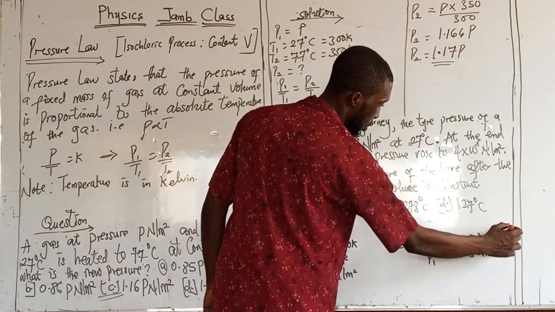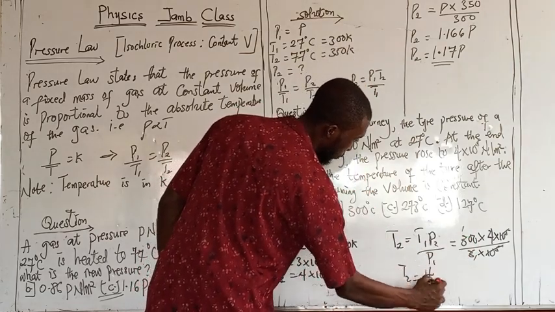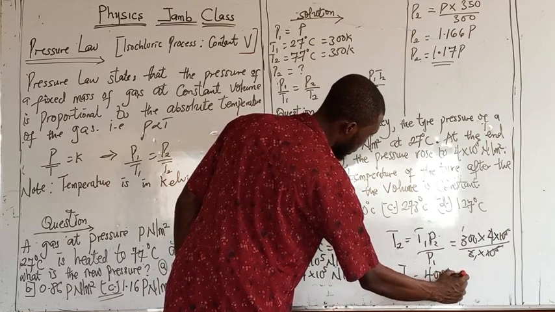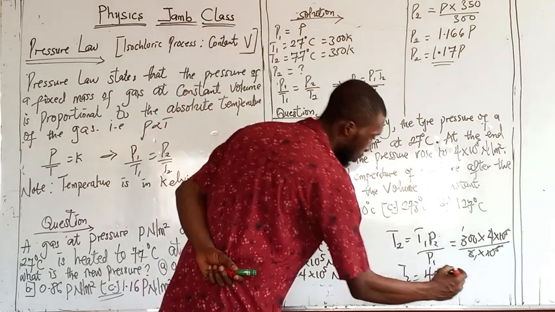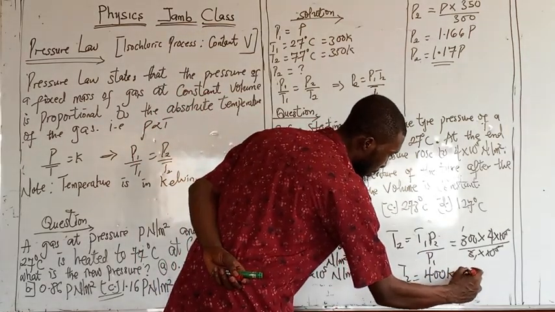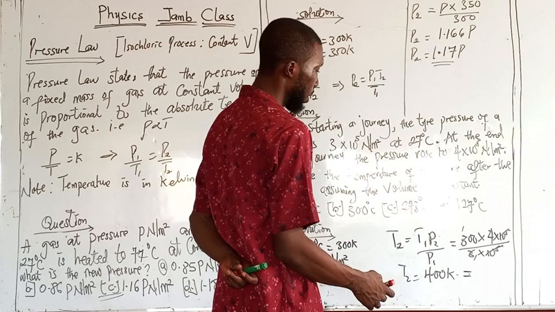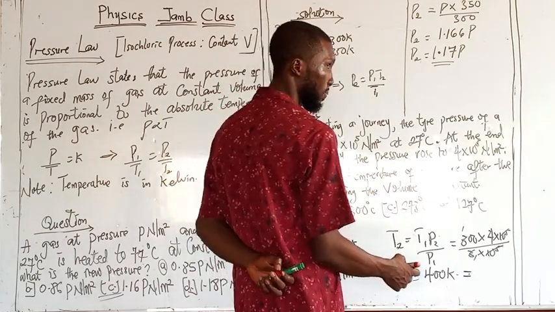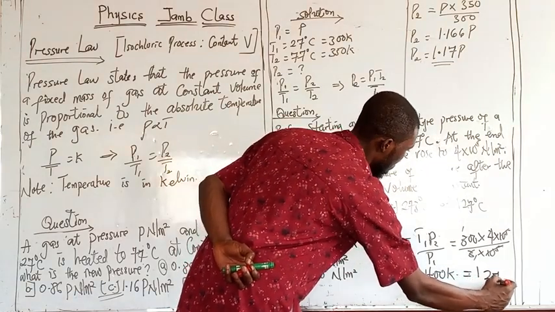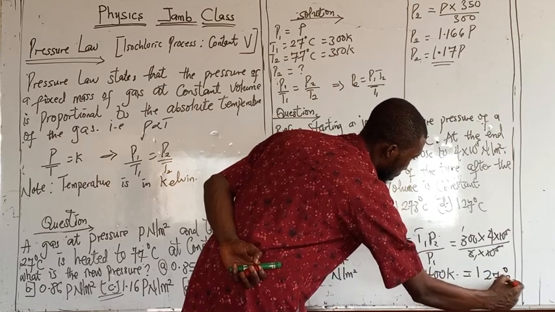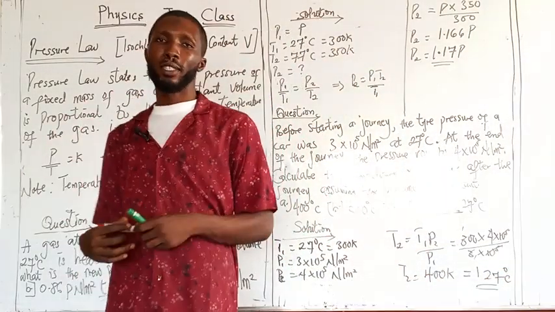So the exponentials cancel out, 3 here, 1, 3 here, 1. T2 equal to 100 times 4, which is 400 Kelvin. So 400 Kelvin to Celsius will become what? Minus 273. 400 minus 273 will give us 127 degrees Celsius, which is option D. So that is that.